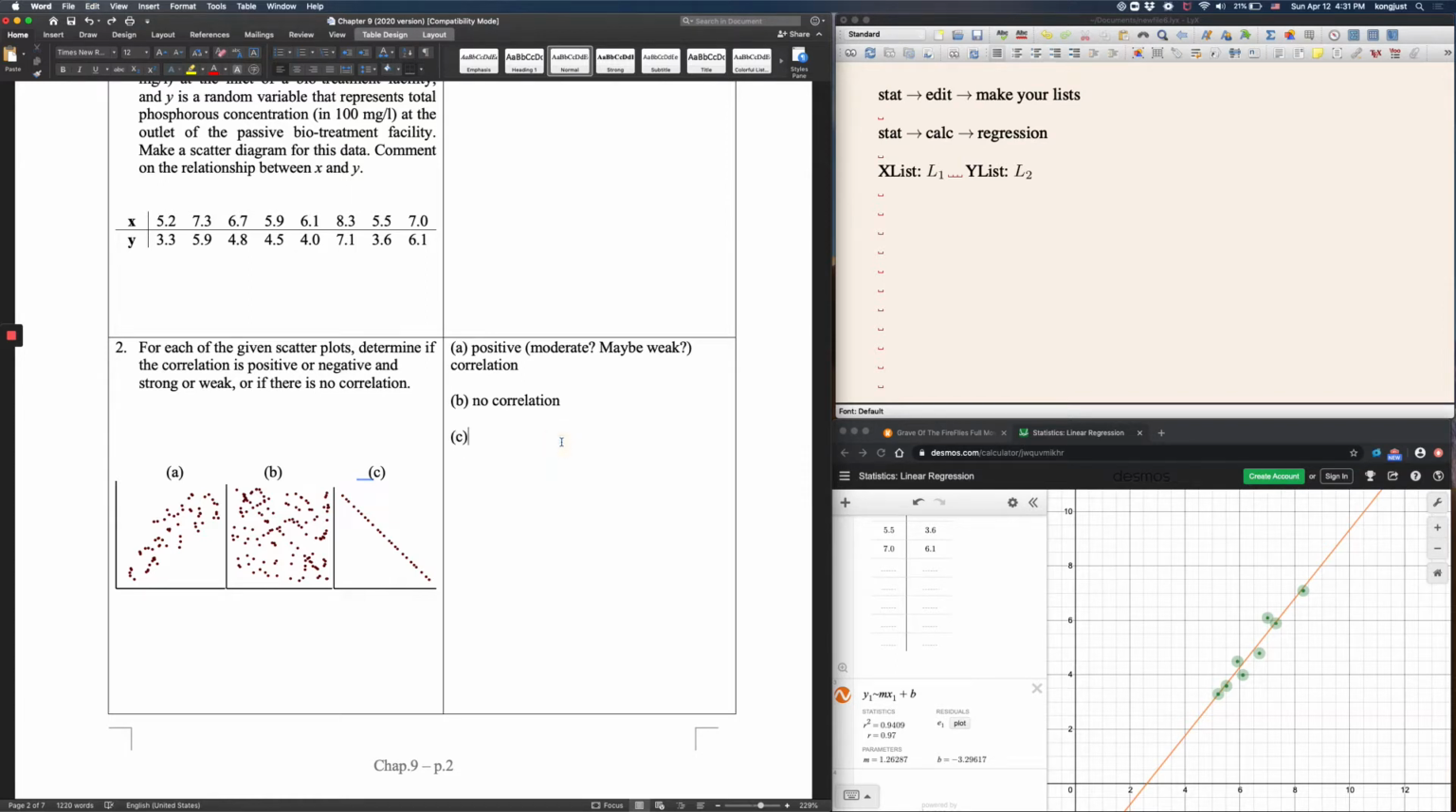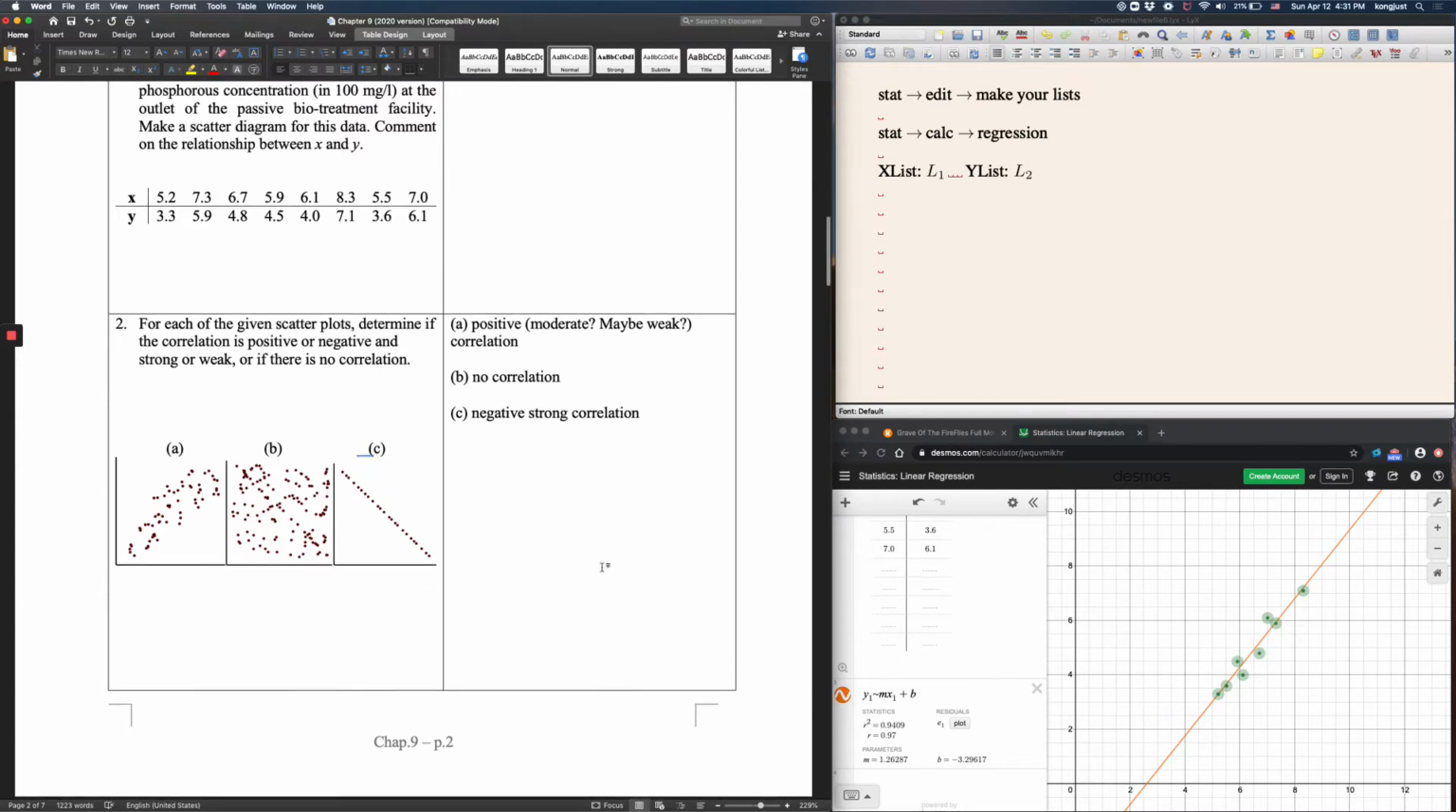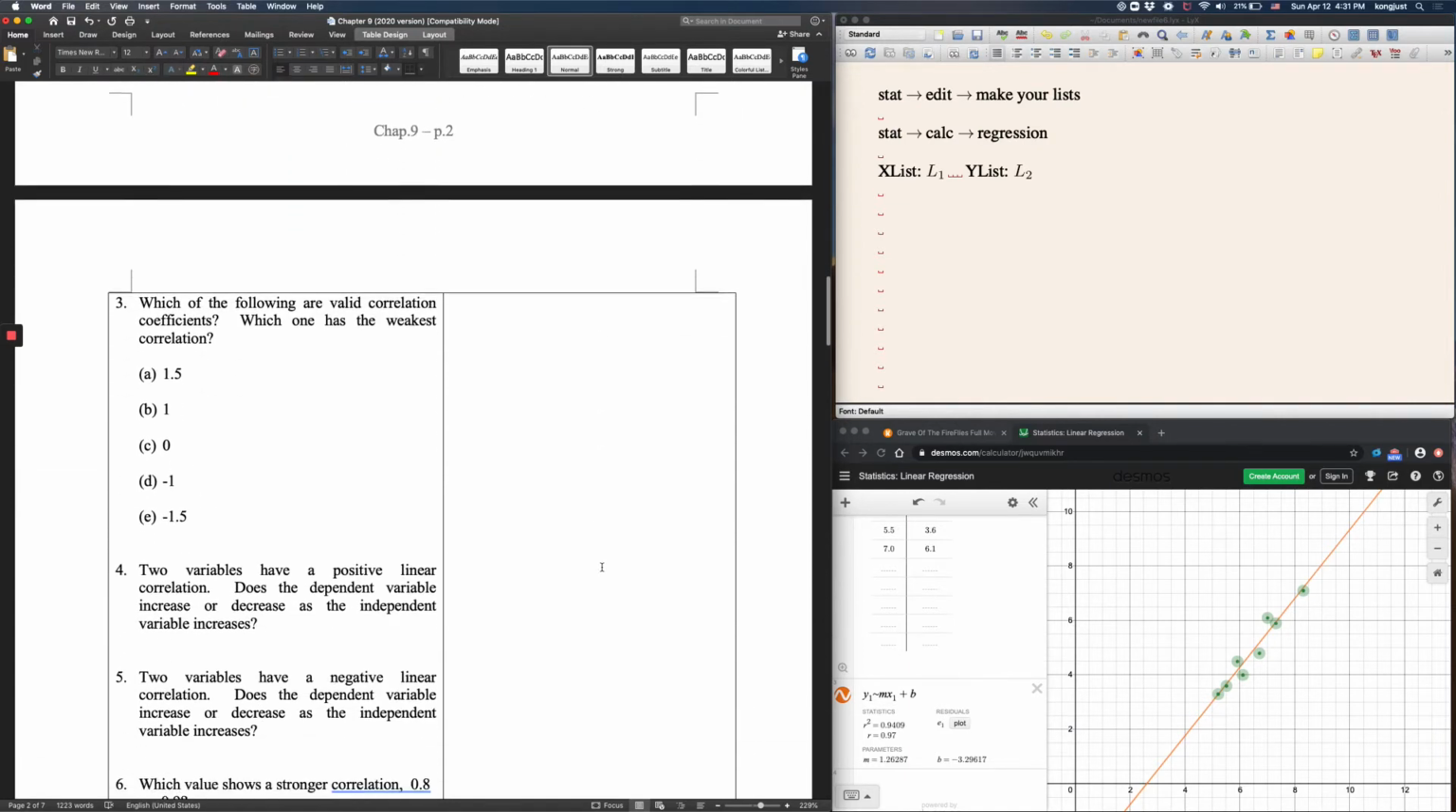Okay, so letter C. This one's clearly negative, right? Negative. And it's also clearly strong because it looks like it's lying exactly on a line. So negative, strong correlation. And that's all. Just kind of a conceptual question there. Done. Let's move to the next page.